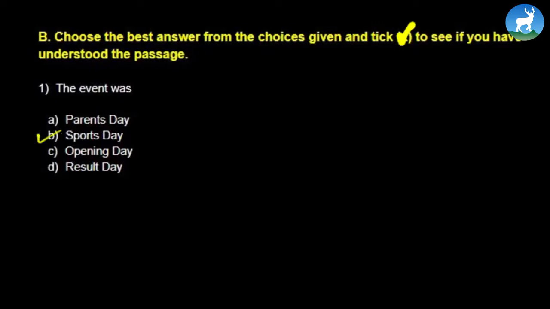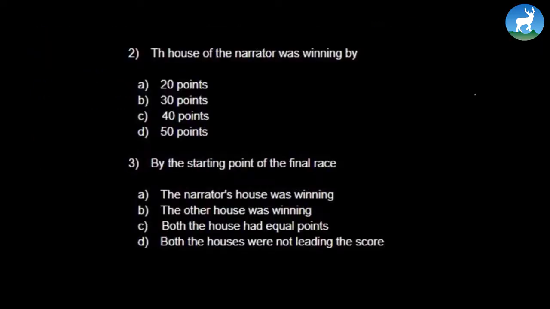Okay, let's move on to the next question. The house of the narrator was winning by. Again, you've got to go back. Just to check this, there's an E missing here, which I filled up with my pen. The house of the narrator was winning by. Again, you'll have to read the passage to tick the correct answer. Let me help you one more time. Maybe you can take 10 seconds and give me the correct answer. Yes, the house of the narrator, before the race began, was winning by 20 points. So this is the answer.